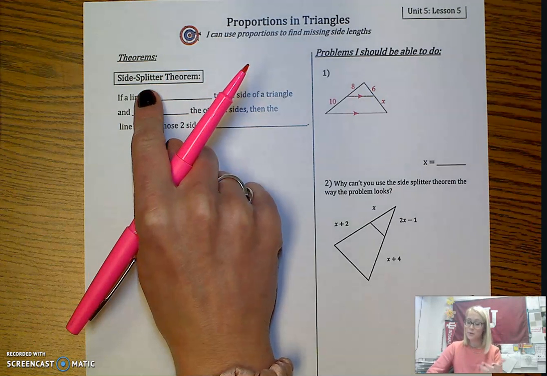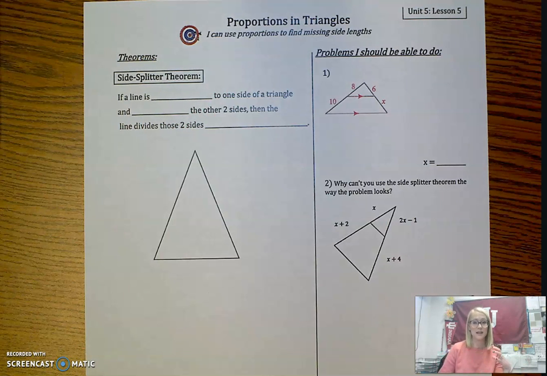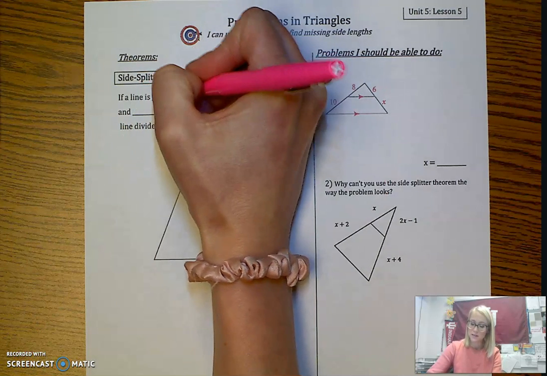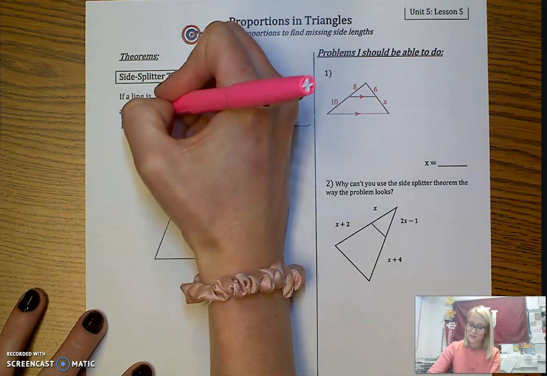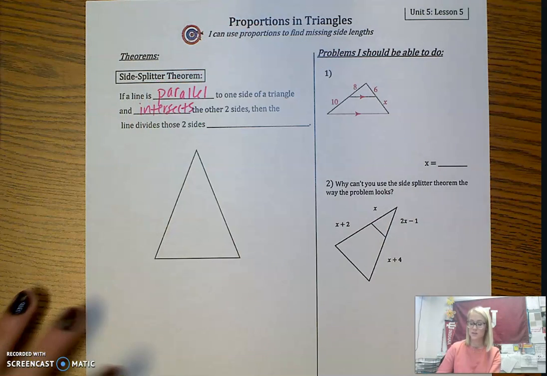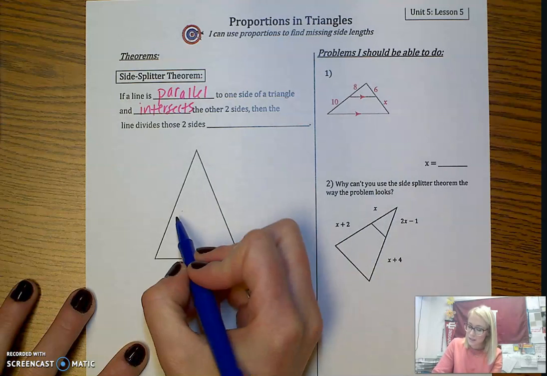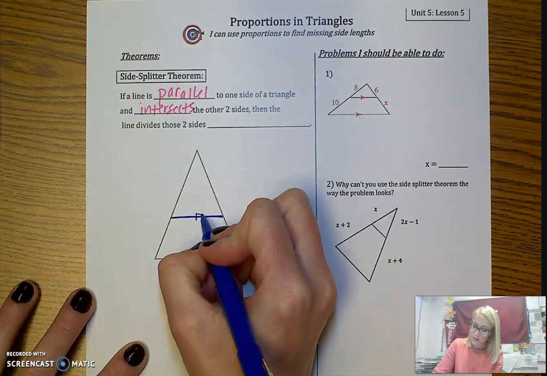It's a theorem, so we can prove it. It's called the side splitter theorem. Now, what this theorem says is that if you have a line that's parallel to one side of a triangle and this line intersects the other 2 sides of the triangle, I'm going to stop right there and draw this line so you get a visual. They're going to draw a line in the middle of your triangle, maybe like that, and it's going to be parallel to one of the sides.